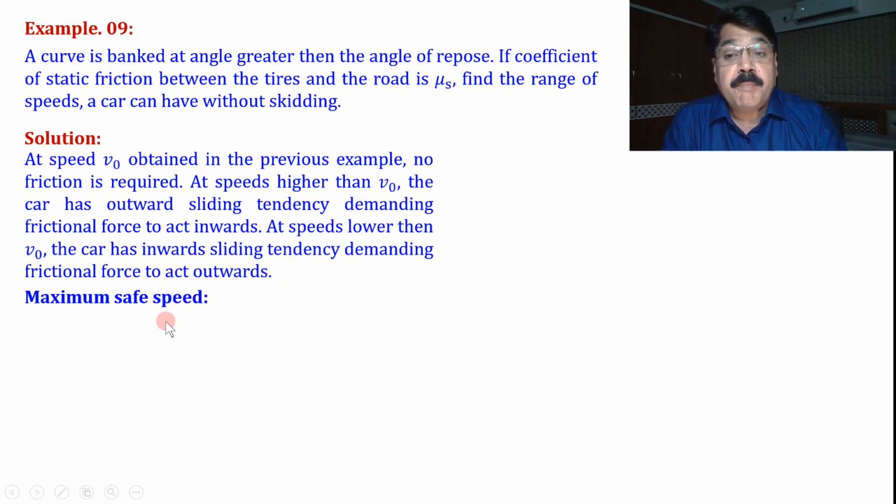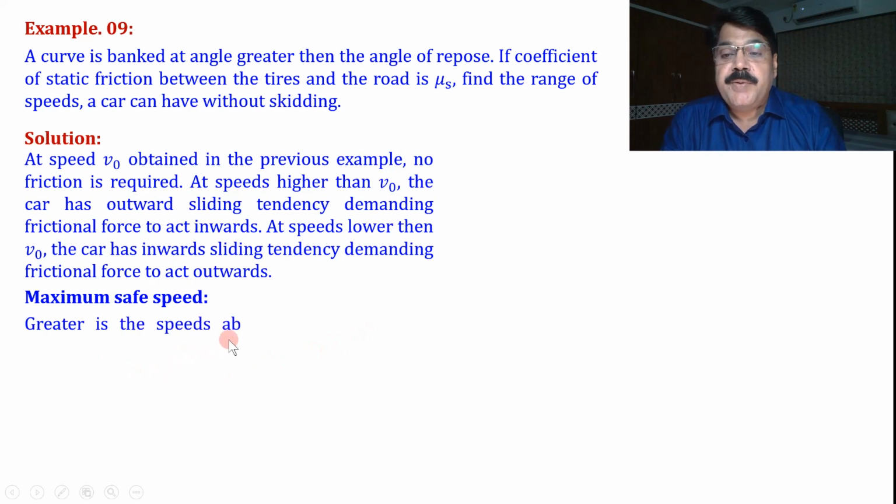Now we have maximum safe speed. From this idea, it is very clear. For maximum safe speed, it means that speed is greater than v naught. So the vehicle has outward sliding tendency and friction force will act inward. And what we can think, the more the speed above v naught, the more the outward sliding tendency and more friction will be required.